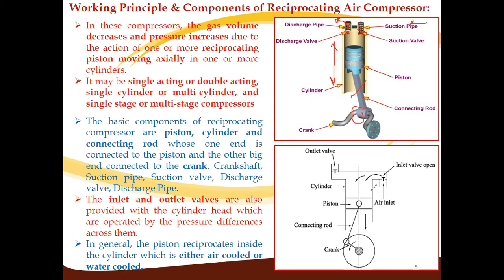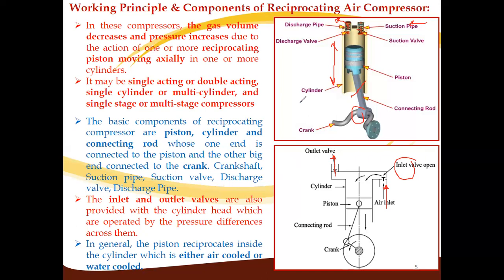There are two types of valve. One is the inlet valve, which is also called the suction valve. Through the inlet valve or suction valve, air is supplied inside the cylinder, and the compressed air passes out from this valve. That valve is called the outlet valve, or it is also called the discharge valve.